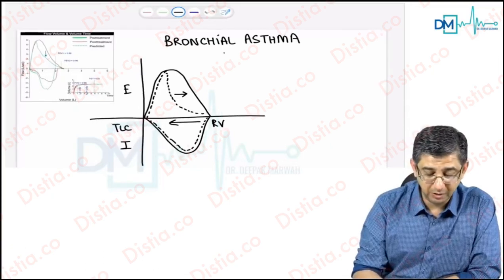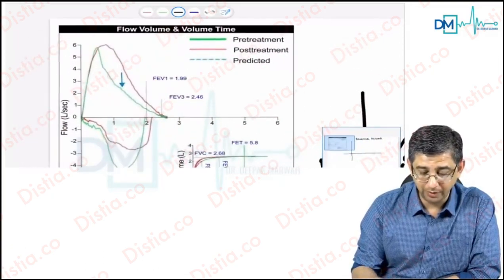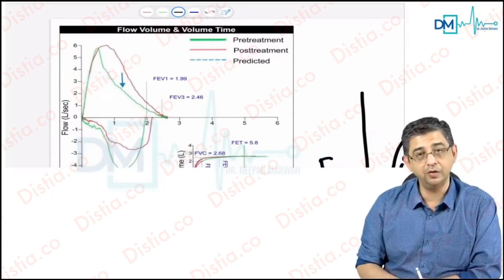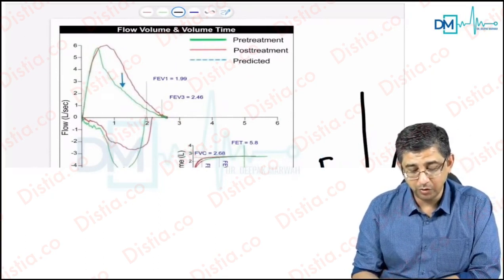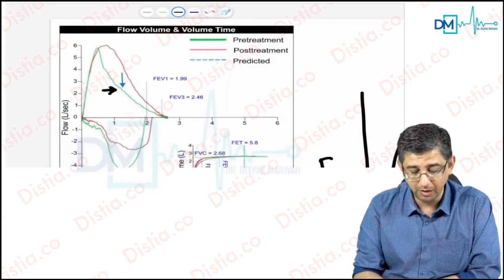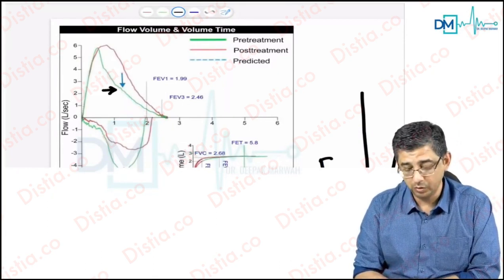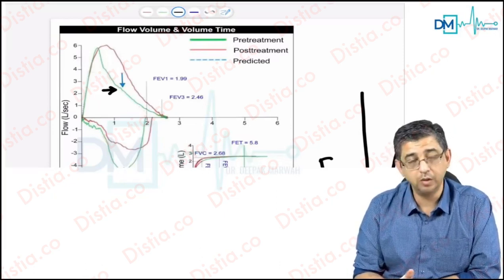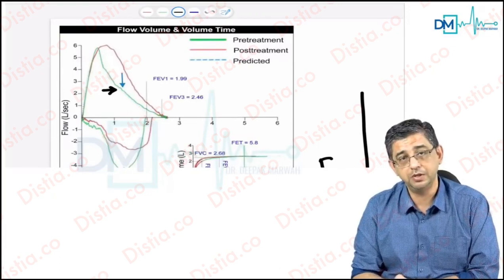This is precisely what is represented in this printout of an actual patient. You can notice the green curve is the pre-treatment recording of the patient, and the red is the post-treatment recording. You can notice that there is a scooped out or concave part in the expiration of the flow volume curve, but that has substantially improved after giving salbutamol, a short-acting beta-2 agonist, to the patient.